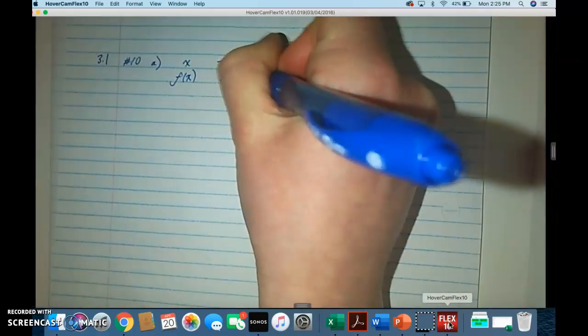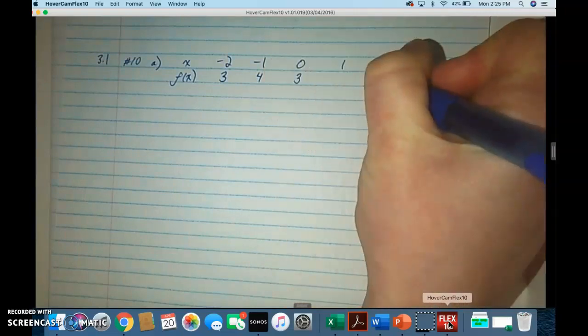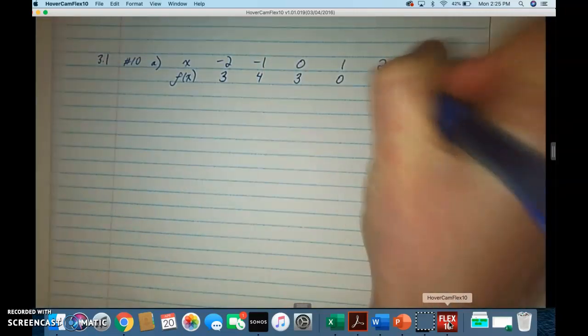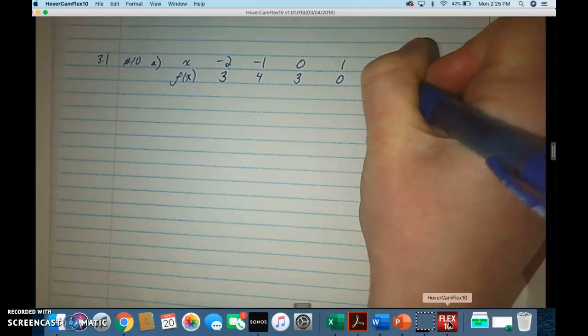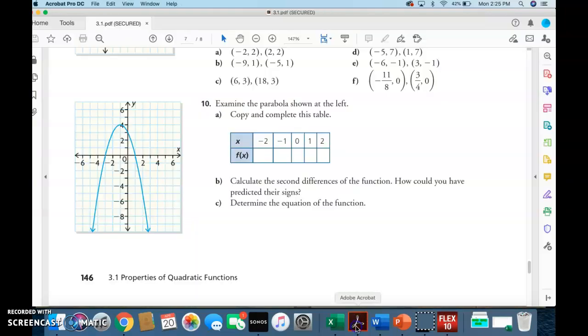Okay, so I know that this is 4, 3, and then 0, and then -5. If we look back here, so 4, and then when I go to 0 for x, the y coordinate is 3, and then when I go to 1 for x, the y coordinate is 0, and then all the way down to -5 when x is 2. Okay, so that's the first part done. Copy and complete the table.